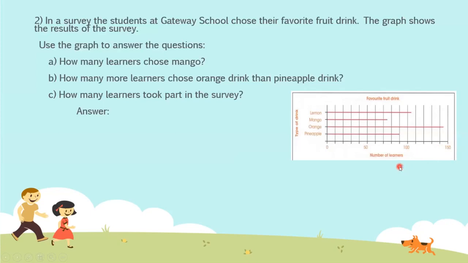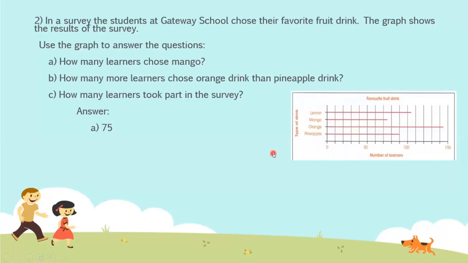So let's start with our A part. How many learners chose mango? So the mango is somewhere, yes, it is here, and the line stops over here. When you point that on the x-axis, it is somewhere in the middle. So that is 50, 60, 70. It is not on 70, it exceeded 70, but is in the middle. So we will write the number of learners who chose mango as 75.